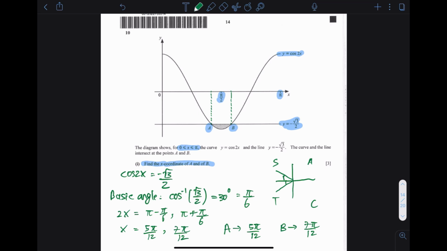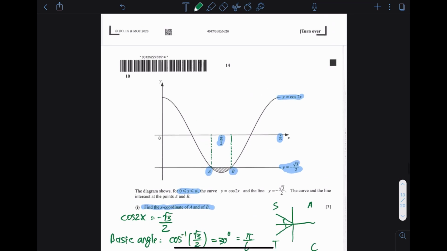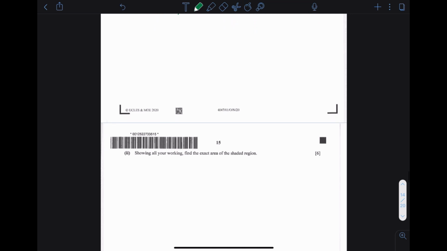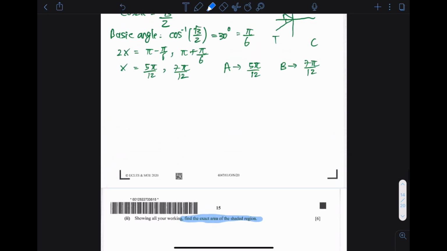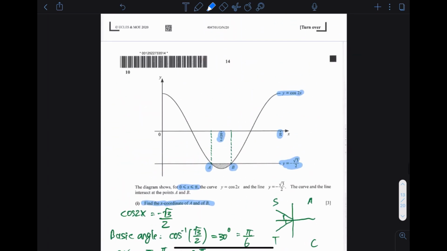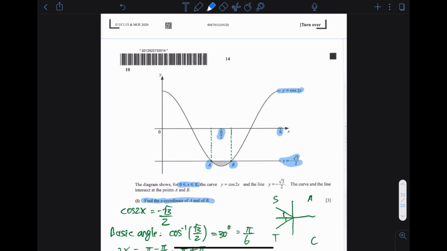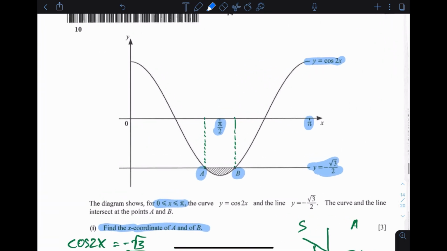Next question. Show all your working to find the exact area under the shaded region. Let's take a look at the graph itself. You want to find the shaded area over here. Now to find the shaded area, I need to do integration. So I expect to integrate this equation.